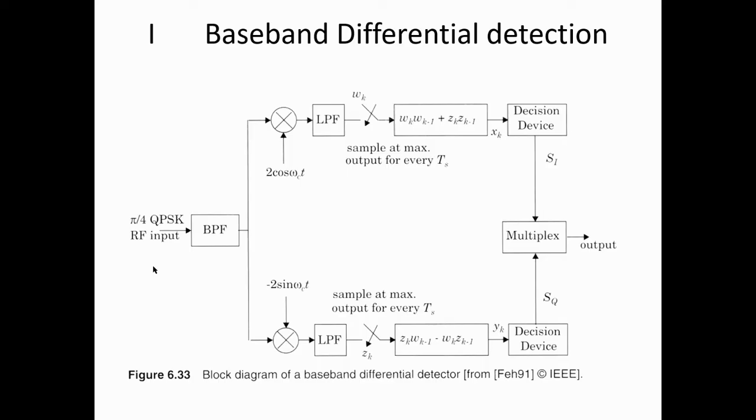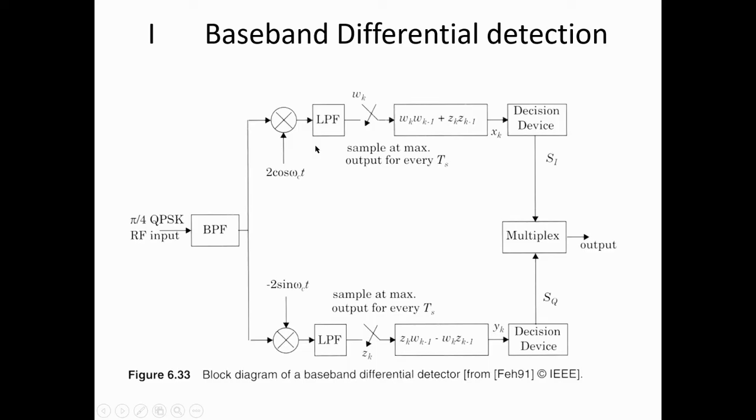Here the input signal that we have transmitted at the transmitter side, the pi by 4 QPSK signal, will be received over here, and first it is given to the band pass filter. This band pass filter divides the received signal into in-phase and quadrature phase components. Then the in-phase component is multiplied with cos omega, and the quadrature phase component is demodulated with minus sin omega. Over here at the receiver side we are demodulating the signal with the help of cos and sine signals.